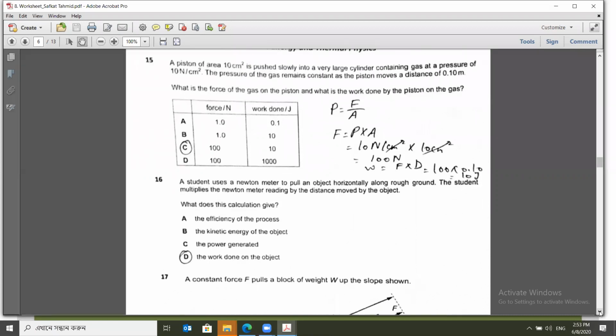A piston of area 10 centimeter square is pushed slowly into a very large cylinder containing gas at a pressure of 10 Newton per centimeter square. The pressure of the gas remains constant as the piston moves a distance of 0.10 meter. What is the force of the gas on the piston and what is the work done by the piston on the gas?